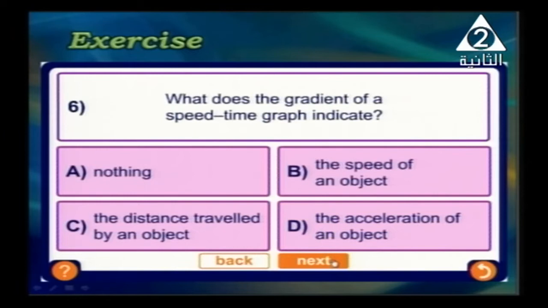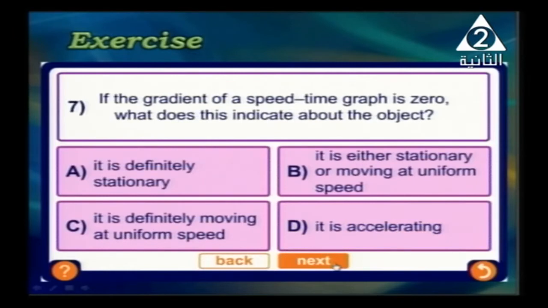After that, what does the gradient of a speed time graph indicate? Speed time, so this is acceleration. So we have the acceleration of an object. Next one. The gradient or slope of the speed time graph is 0. What does it indicate? It's accelerating. This is wrong. If it is stationary or moving at uniform speed, yes, maybe. Identify moving at uniform speed or identify stationary. Stationary only is wrong. So we have this one because it is uniform speed or stationary.